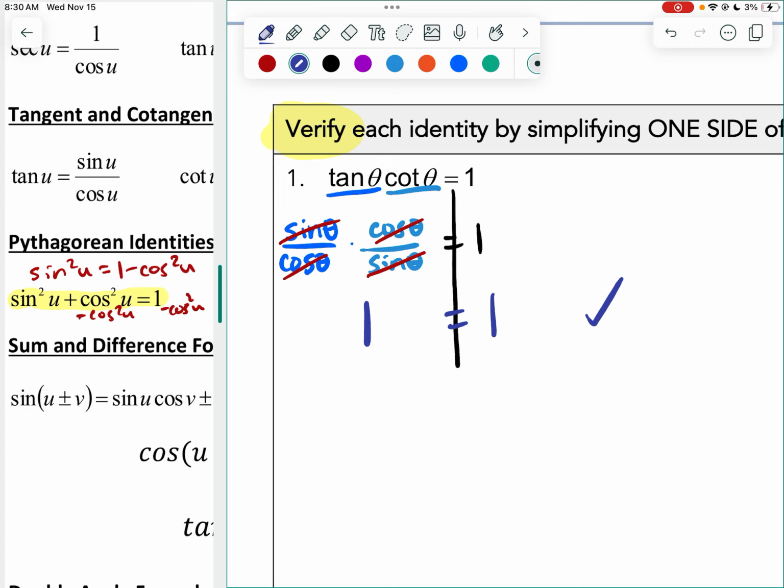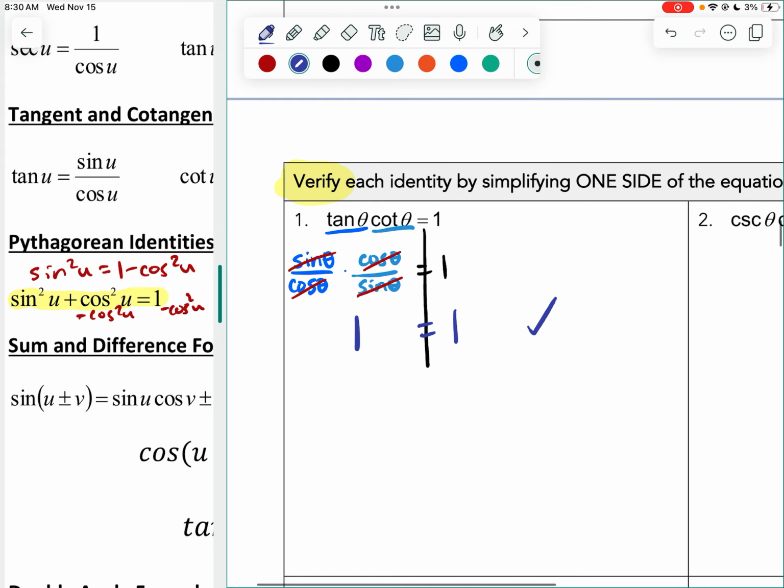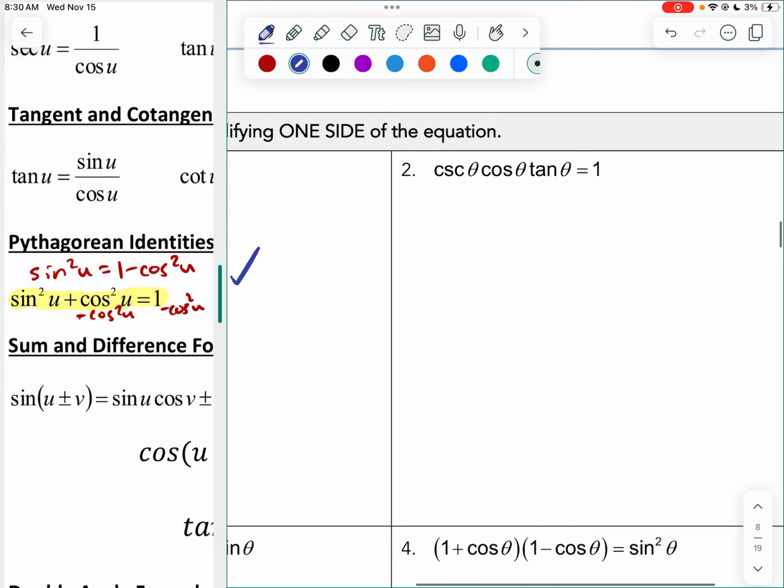Okay, so that's all we're doing. You're just verifying. So at the end, put a check mark, show that you did it. That's it. Okay, let's go over to number 2.